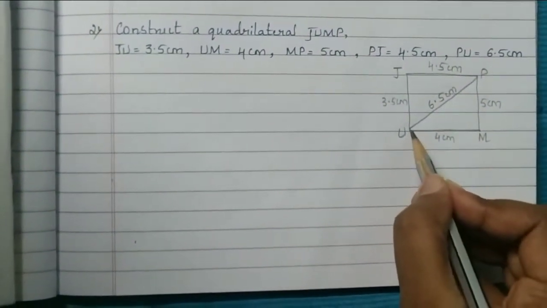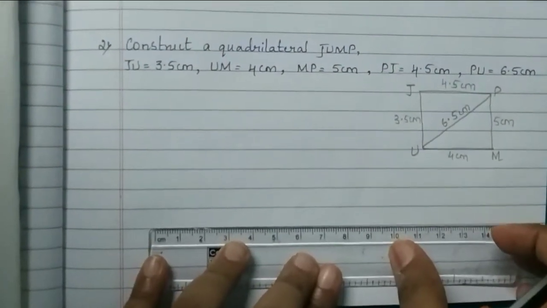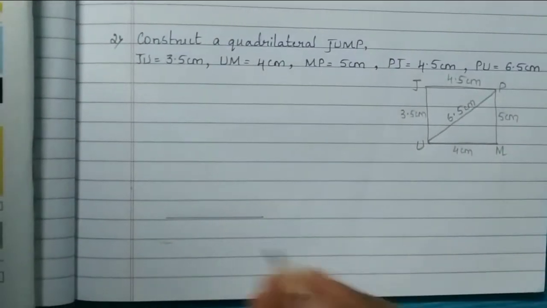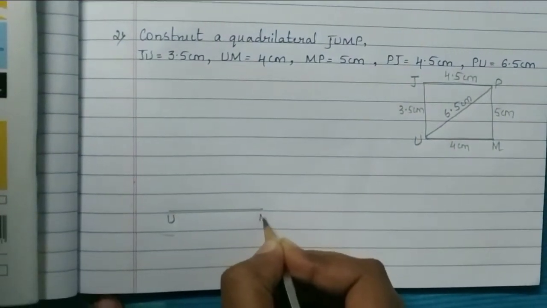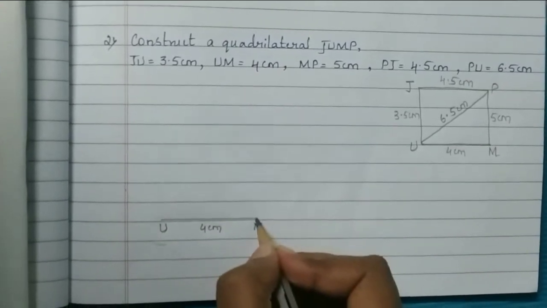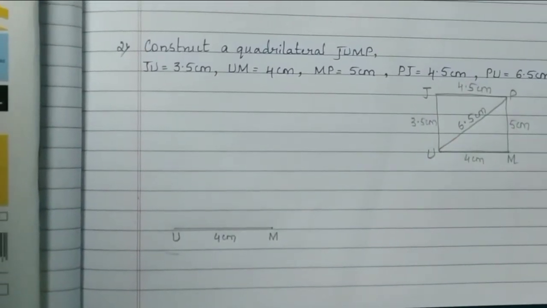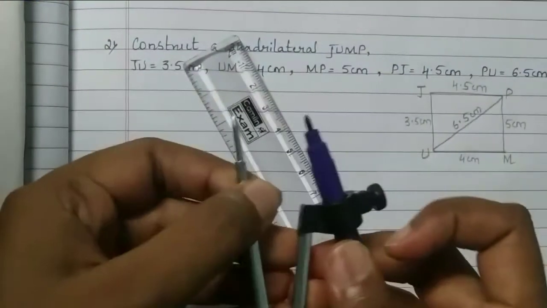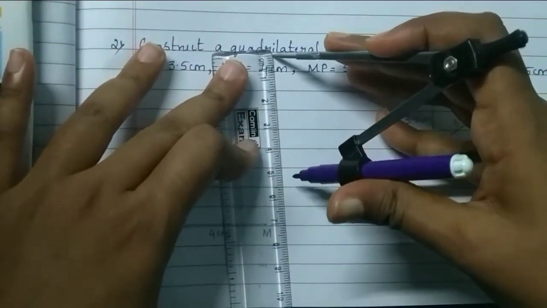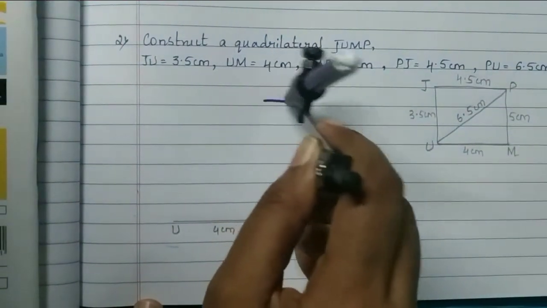First thing we need here is UM. It must be 4 centimeter. So let us draw our UM as 4 centimeter. 4 centimeter I have taken. This is U and this is M. It is 4 centimeter. So the second step is, keeping on M, we have to take this distance 5 centimeter and we have to cut an arc over here. Keeping on the point M, cut an arc here.